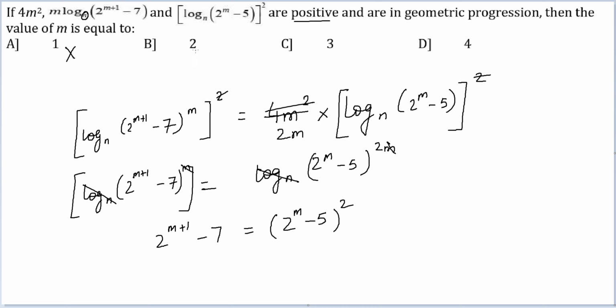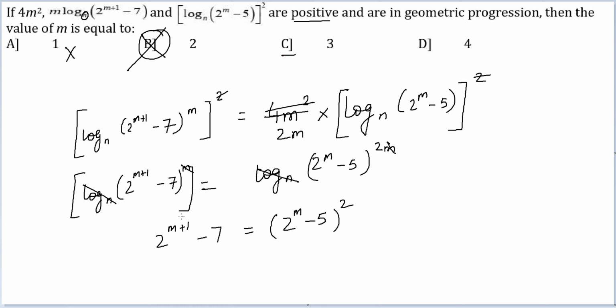If I put m equal to 2, so 2 cube minus 7 gives me 1. 2 square minus 5 will give me 1. So this works. But does this cause any of the expressions to turn negative? Yes, look at this. If m is equal to 2, log of 2 raised to the power m minus 5 will turn into a negative term. So 2 cannot work. This is impossible.